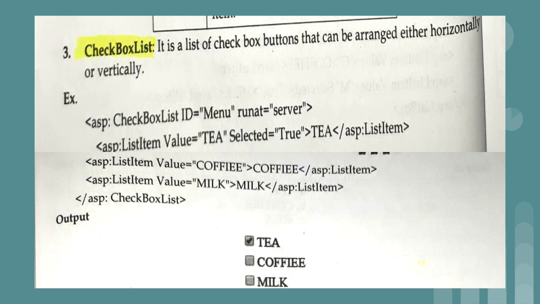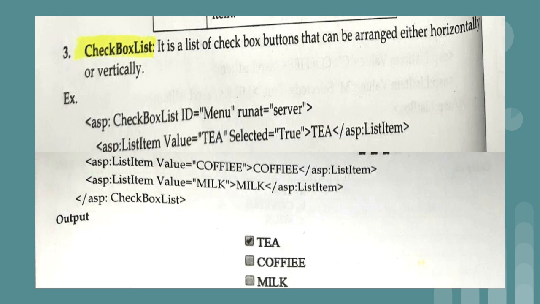It is actually an optional property to set, but Selected equal to true means that when we run the program, any list item whose Selected property we have set to true will be checked by default. Like in case of a checkbox list, we will have the tick option, that is automatically selected by default. So like that you can add different items.